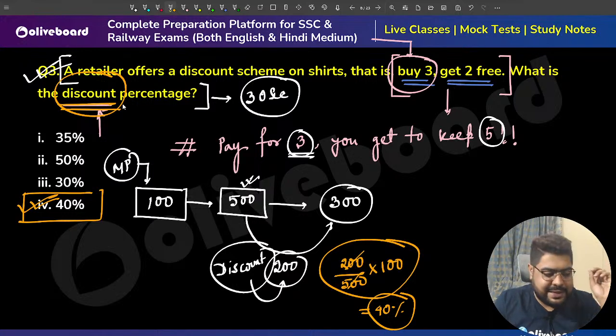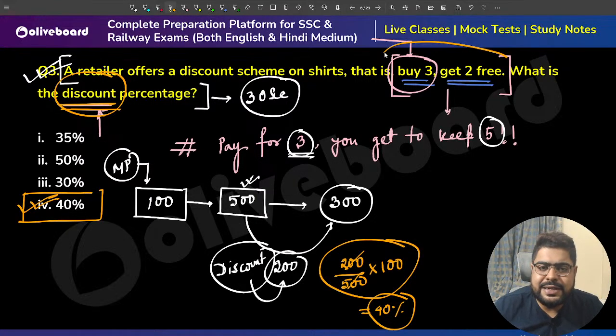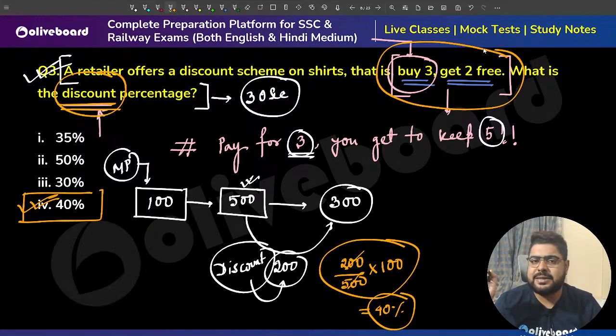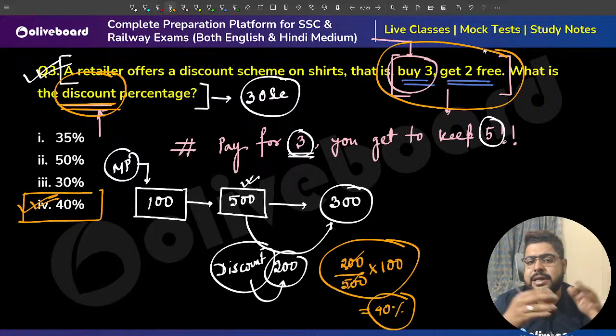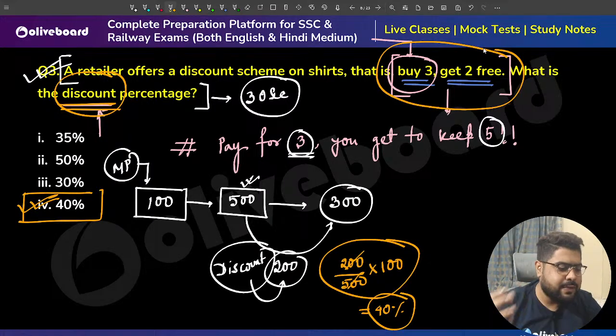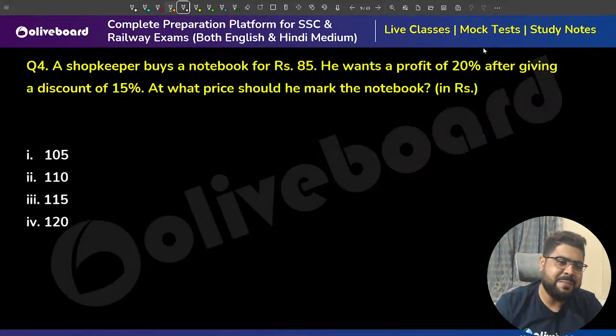Perfect, everyone. This is a very simple question, but I have seen many students struggle with this type of statement. Do not try to remember things, like if this is the statement, we need to do this. The more you try to remember, the more you forget. Rather, always think logically. Okay, next one. Moving on.